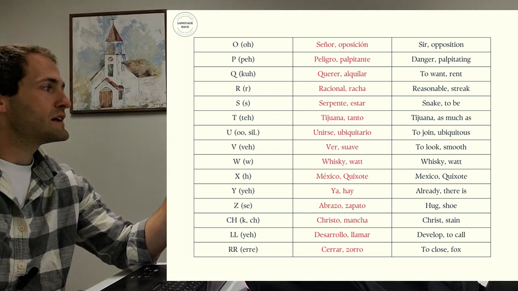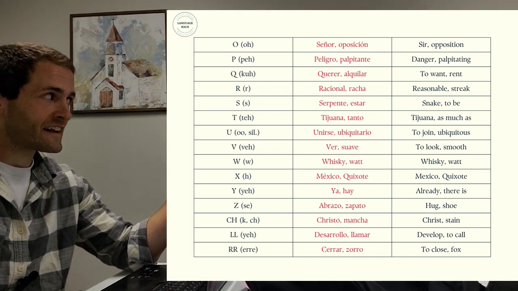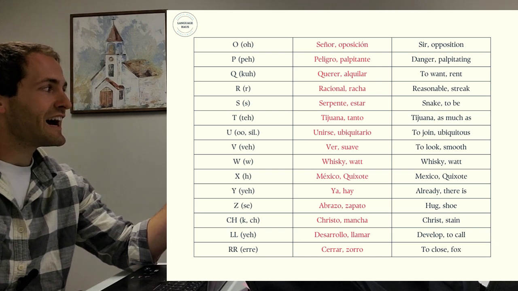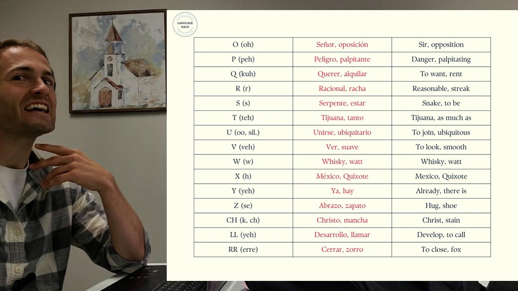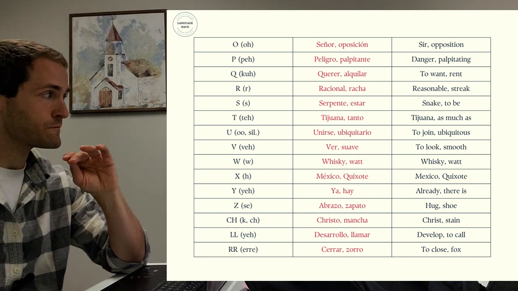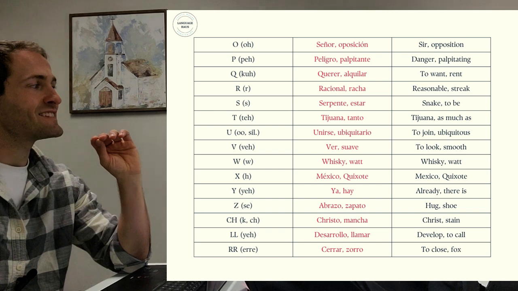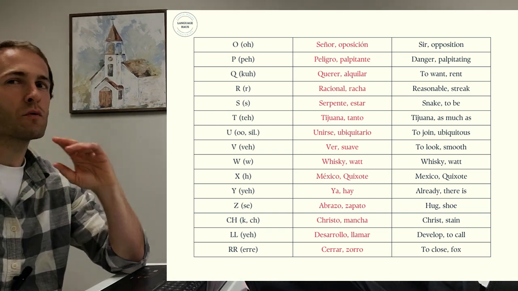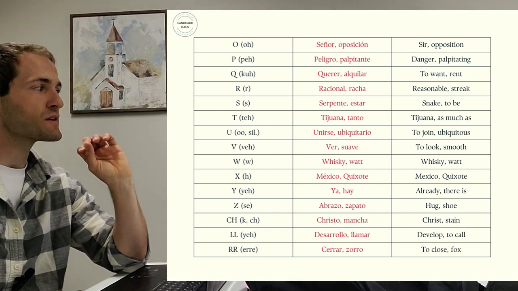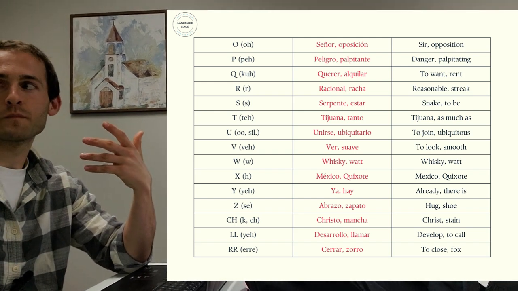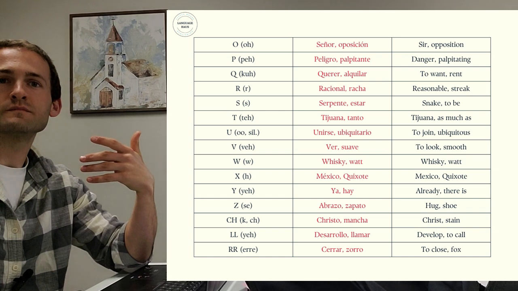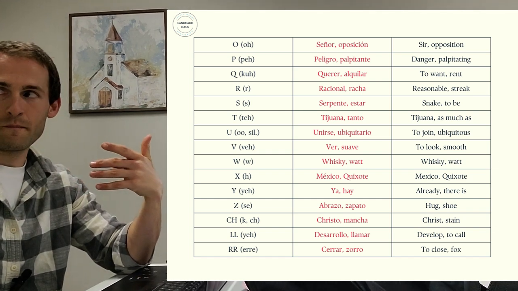The last 2, Y, ya, ay, it makes that y sound, and that's where you find it. And then zeta makes a C sound, almost like it. Maybe I should have put a T there, but abrazo, zapato. Abrazo, zapato.